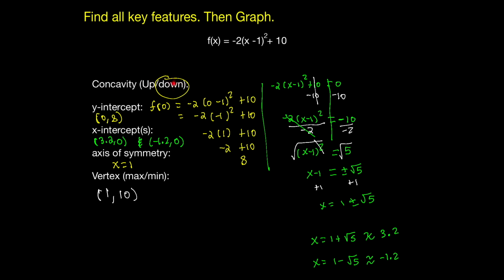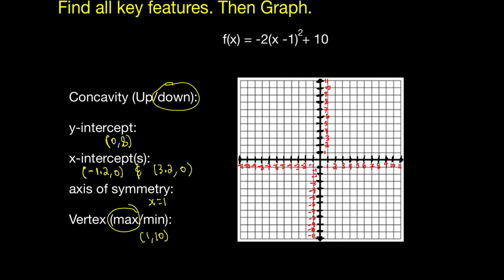Now, because we had a parabola that was concave down, notice that it's going to have a maximum. So the vertex is a max. Now that we have all the key features, we can go ahead and graph. Transitioning to the graphing component, I'm going to begin by plotting the vertex at 1, 10. And next, I'm going to draw the axis of symmetry, the line of reflection that's going to cut through the vertex. This is going to help me reflect the y-intercept.